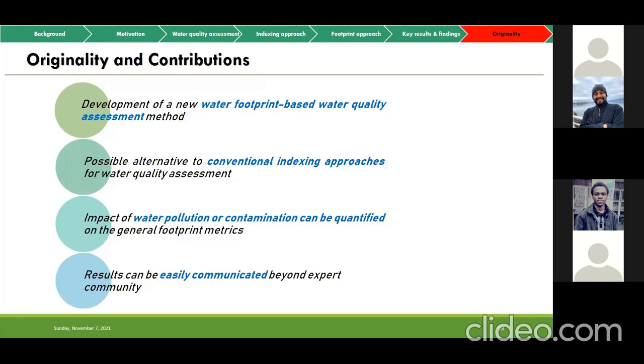So when we map the originality and contribution of this whole idea, it is to develop a new water quality assessment approach on the scale of footprint. It can be a possible alternative to previously developed approaches. Impacts of water pollution can be quantified, and most importantly, results can be easily communicated beyond the expert community. And that's what the whole idea is.